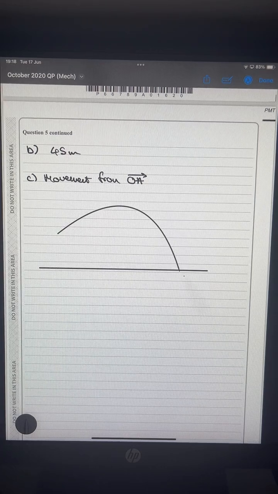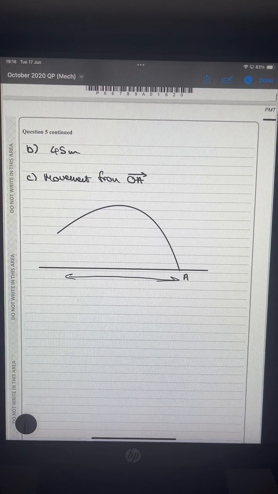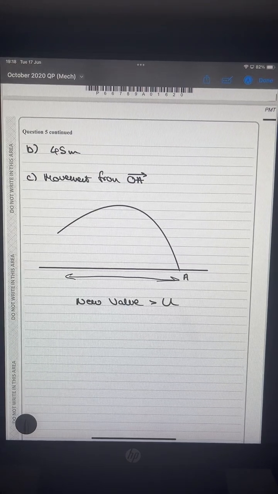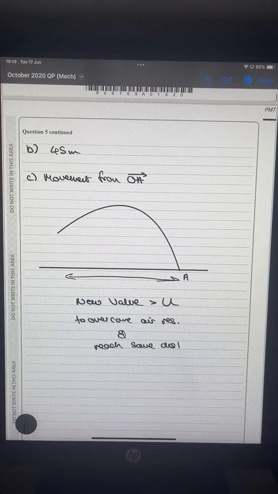Beautiful. It's still going to go 100 meters across. But now I have included air resistance, right? So if I have air resistance included, but I still need to make sure it goes 100 meters across, that initial speed has to be bigger, right? To overcome that air resistance. So therefore the new value is going to be greater than the old value. Why? To overcome the air resistance and reach the same distance.